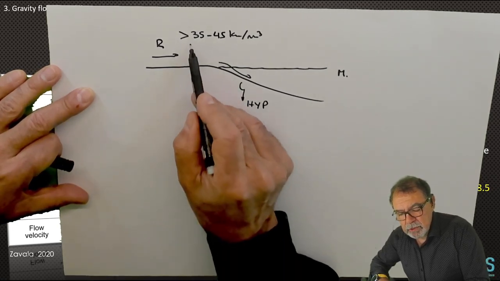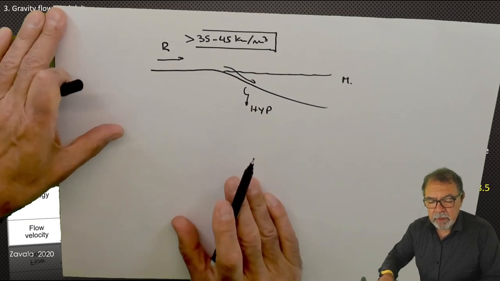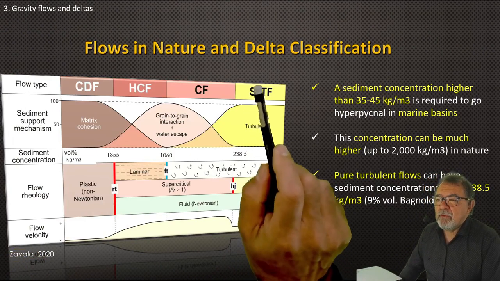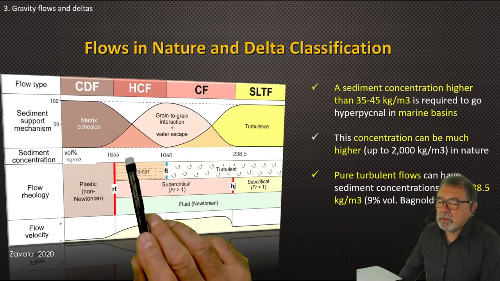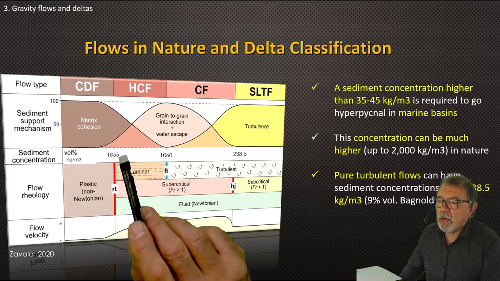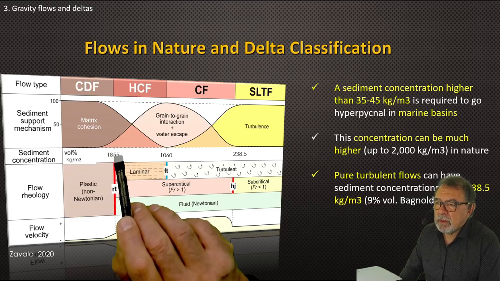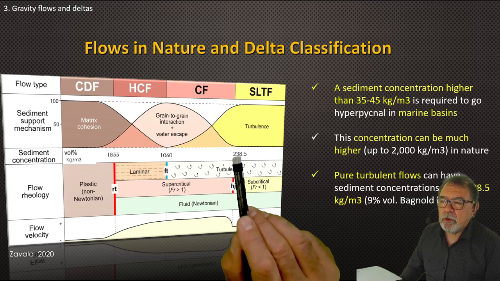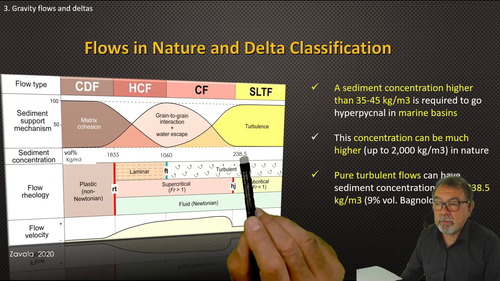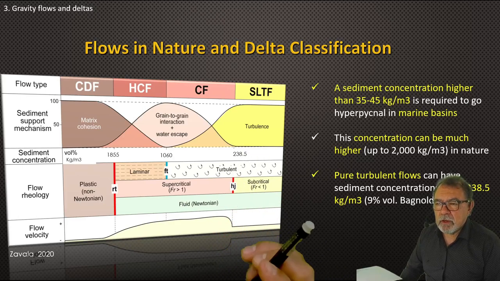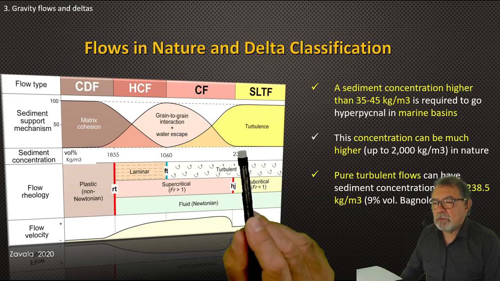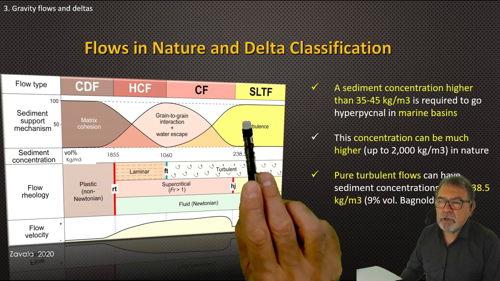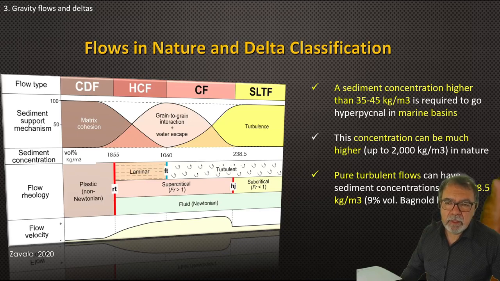But this threshold is not too high. If we take the sediment concentration of these different kinds of flows, you can see that all of them are much higher than the 35 kilograms we need. For example, sediment-laden turbulent flow can be more than 200 kilograms of sediment per cubic meter. This is much more than the concentration a river needs to go hyperpycnal. Of course, you are going to have a lot of different kinds of deposit associated with this sediment-laden turbulent flow.